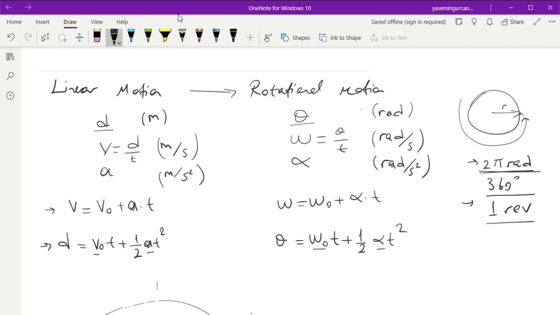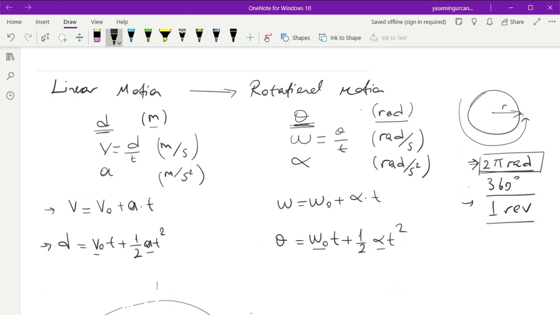So as I was saying, in linear motion, we measure distance in meters. Instead, in rotational motion, we measure angle. We show it with the Greek letter theta. And the unit generally used is radian. When you complete one circle, it's called 2 pi radian. Generally, this is the one which is used in rotational motion mechanics problems.